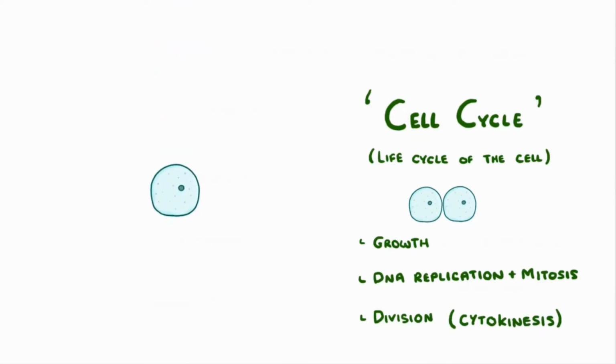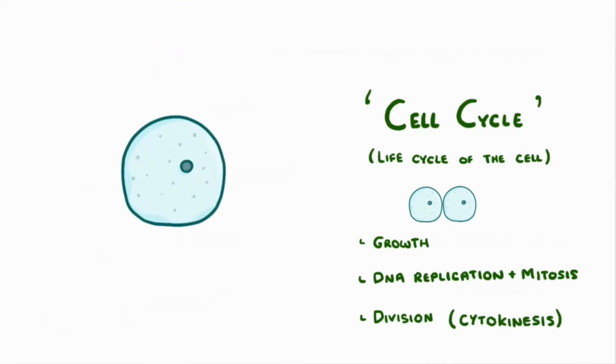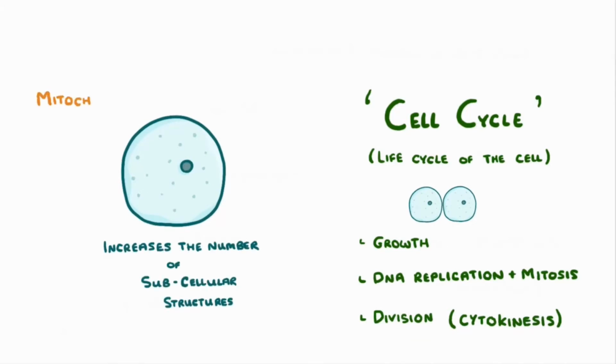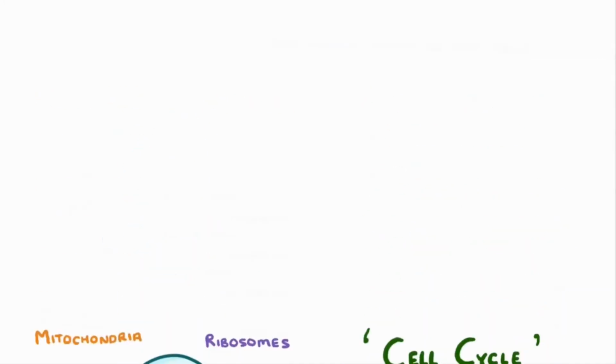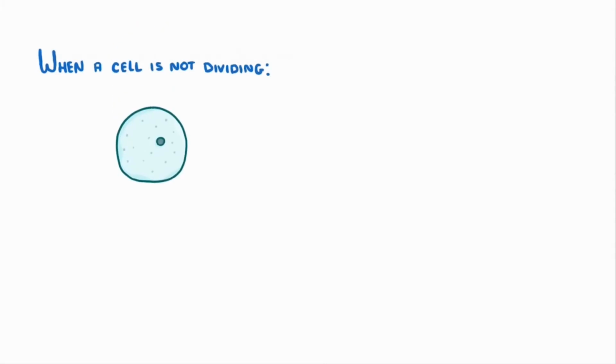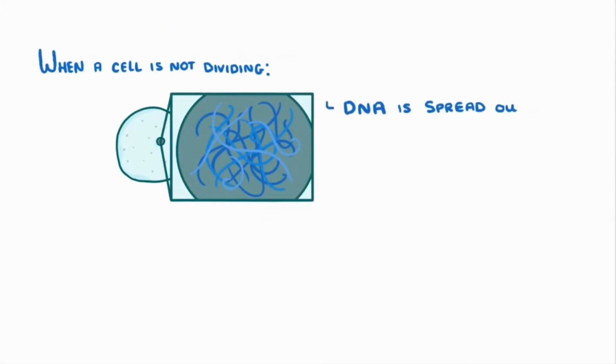In the first step, the cell grows in size, and at the same time increases the number of subcellular structures it contains, such as mitochondria and ribosomes. Next, the DNA is duplicated, so that the two new cells will each have a full set of DNA. In order to understand the next stage, it's worth taking a closer look at the form that DNA takes within a cell. Usually, when a cell is not dividing and is just going about its normal functions, the DNA is spread out in long strings.